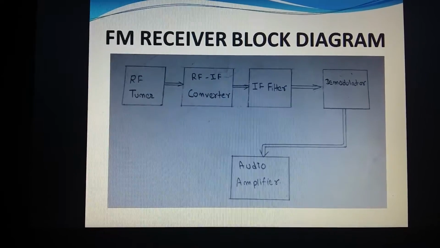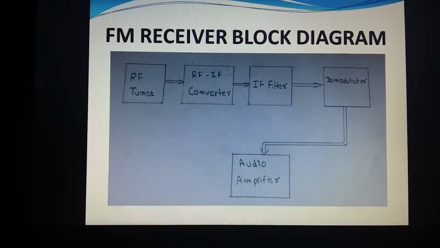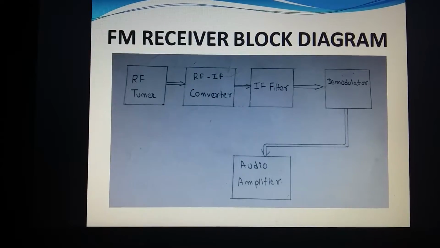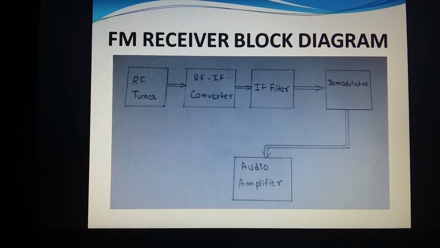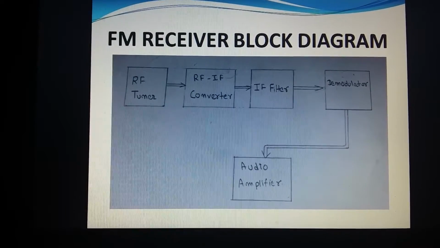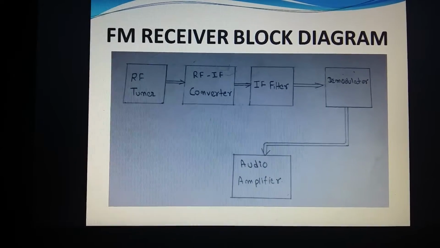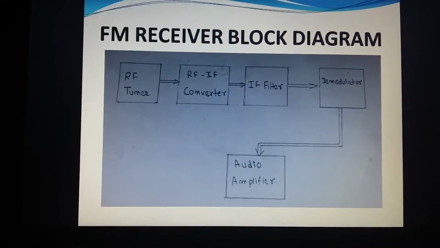FM receiver block diagram. Here we have shown the block diagram of the FM receiver. In this case, we have 5 parts: RF tuner, RF-IF converter, IF filter, demodulator, and audio amplifier. Now I will explain each component in detail.